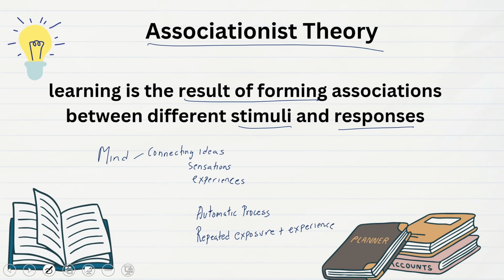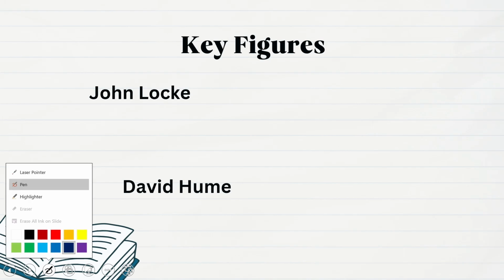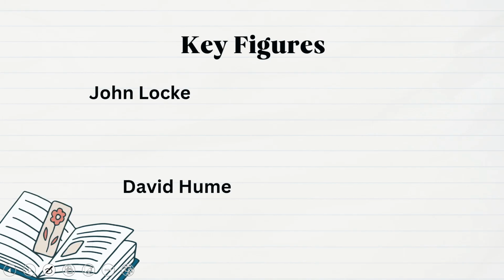Now, who are the key figures in this method or in this theory? So, we see that first is John Locke. Now, in his work, An Essay Concerning Human Understanding, Locke argued that the mind at birth is a tabula rasa. In other words, it is a blank slate.